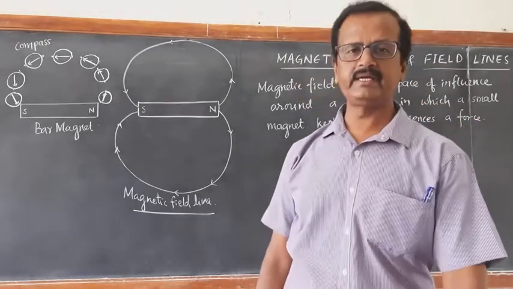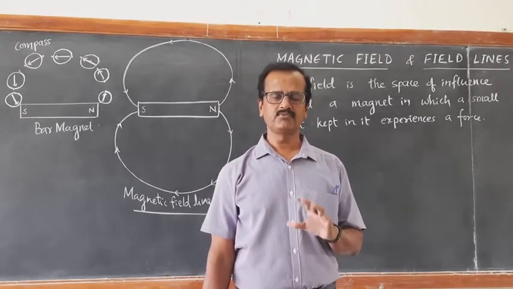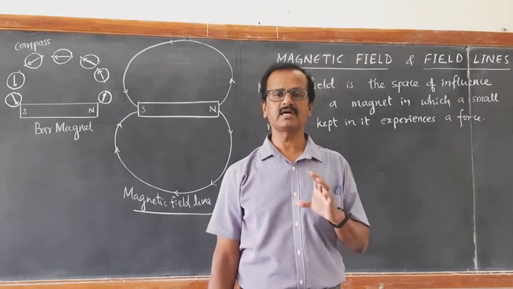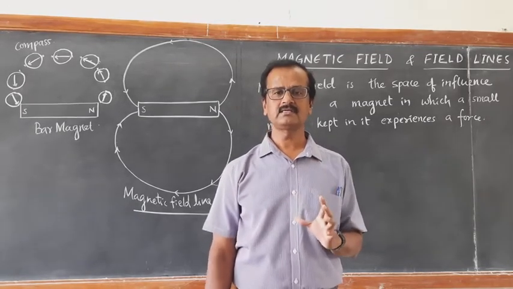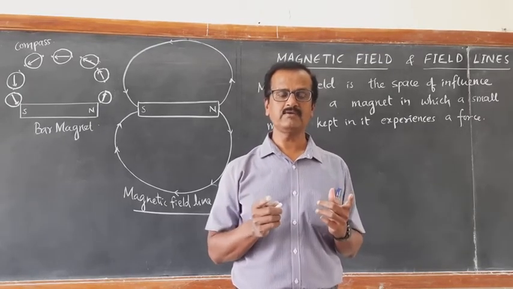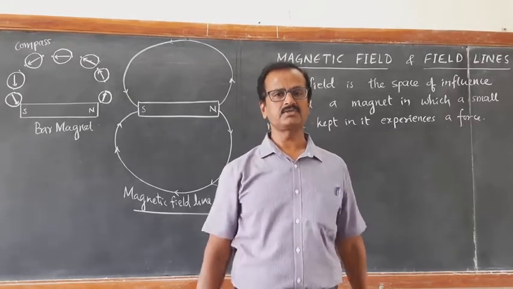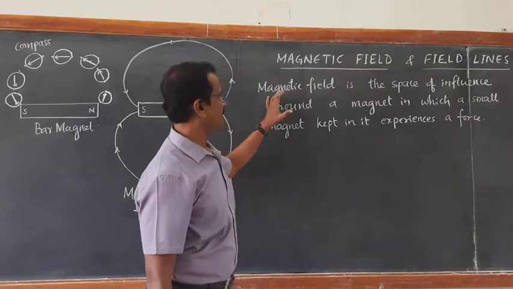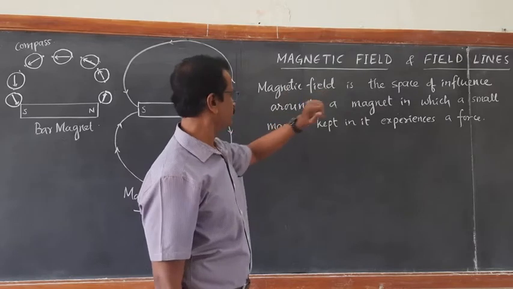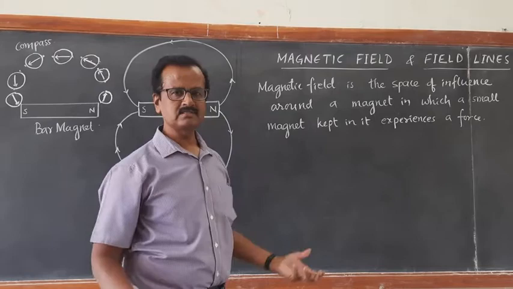The force is attractive when it is unlike poles. The force is repulsive when it is like poles. When like poles are facing each other, they experience repulsive force. When unlike poles are facing each other, they experience attractive force. So, as I have written, I have roughly defined the magnetic field as the space of influence around a magnet in which a small magnet experiences a force.